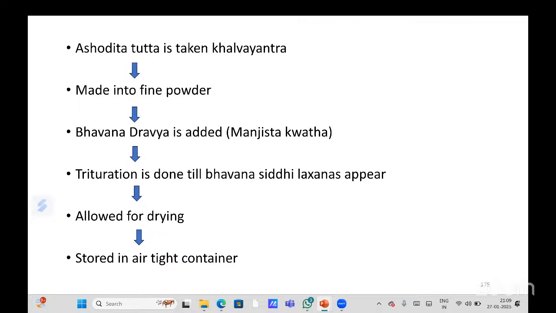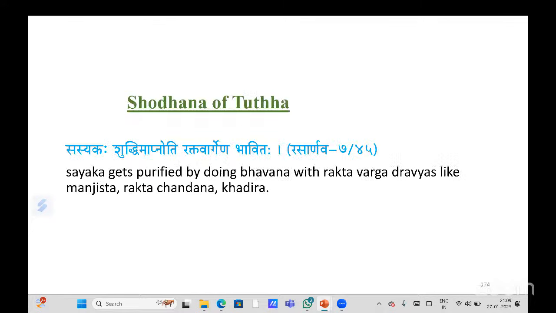Okay, like Ashodhita Tutta is taken in a Kalva Yantra and made into a fine powder. Bhavana Dravya is added, that is Rakta Dravya, that is Manjishta Kwatha. Trituration is done till Bhavana Siddhi Lakshana appear. After that, it is allowed to dry, and later it is taken out from the Kalva Yantra and stored in an airtight container. This is the procedure of Shodhana of Tutta.